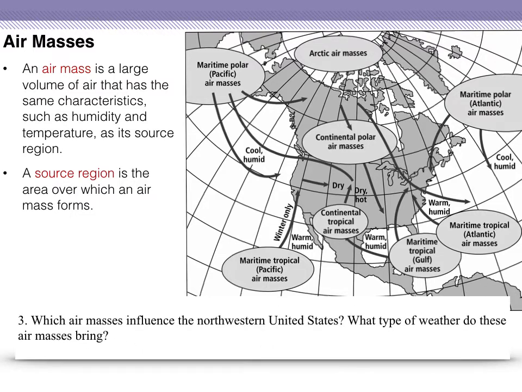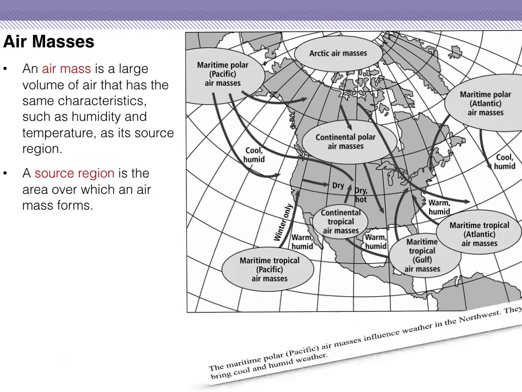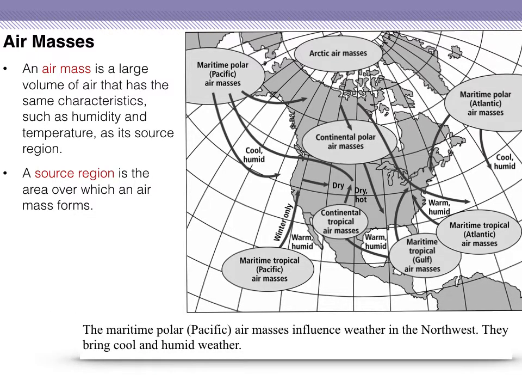Which air masses influence the northwestern United States, and what type of weather do these bring? Well, if I'm looking at the northwestern United States, that's along the west coast, and I see two things happening. The maritime Pacific air masses influence weather. They bring cool and humid weather. So if you look at the maritime polar, which is coming off of the Pacific Ocean into, let's say, Washington or Oregon, they're going to be cool and humid.